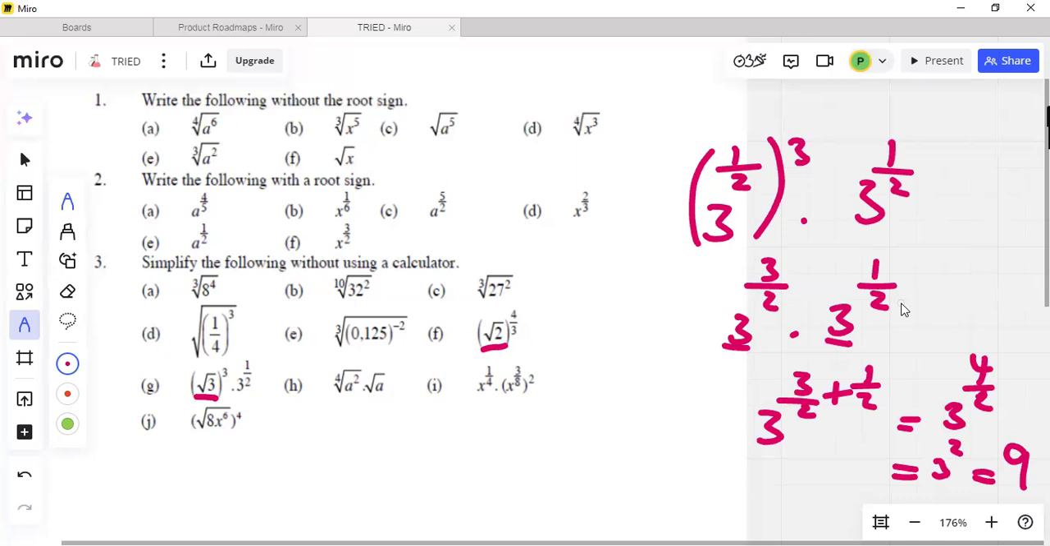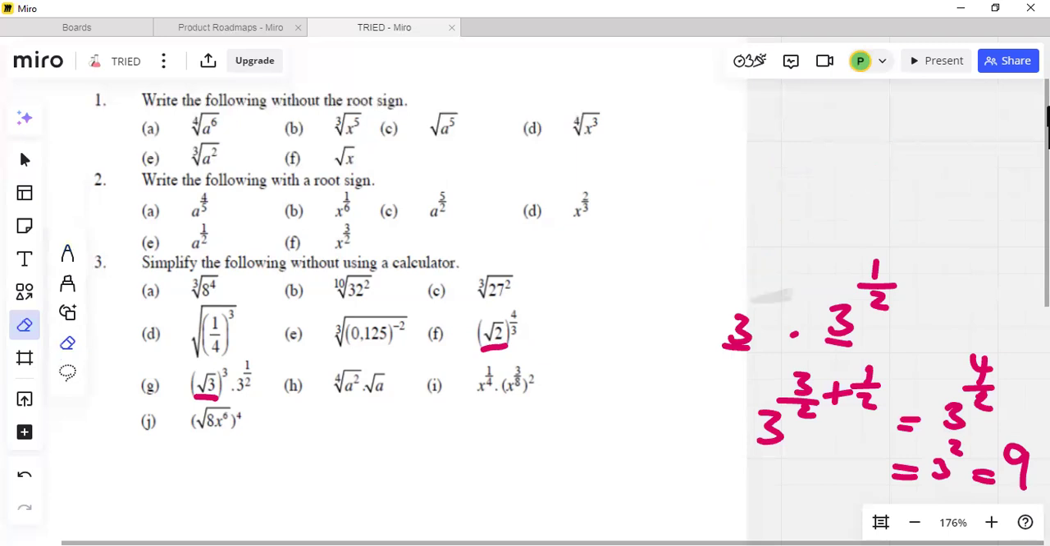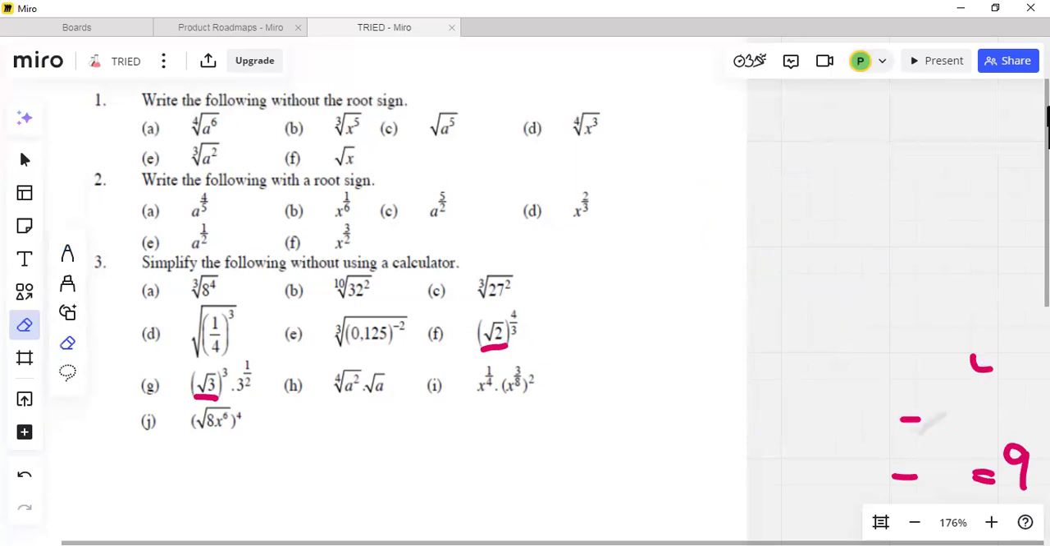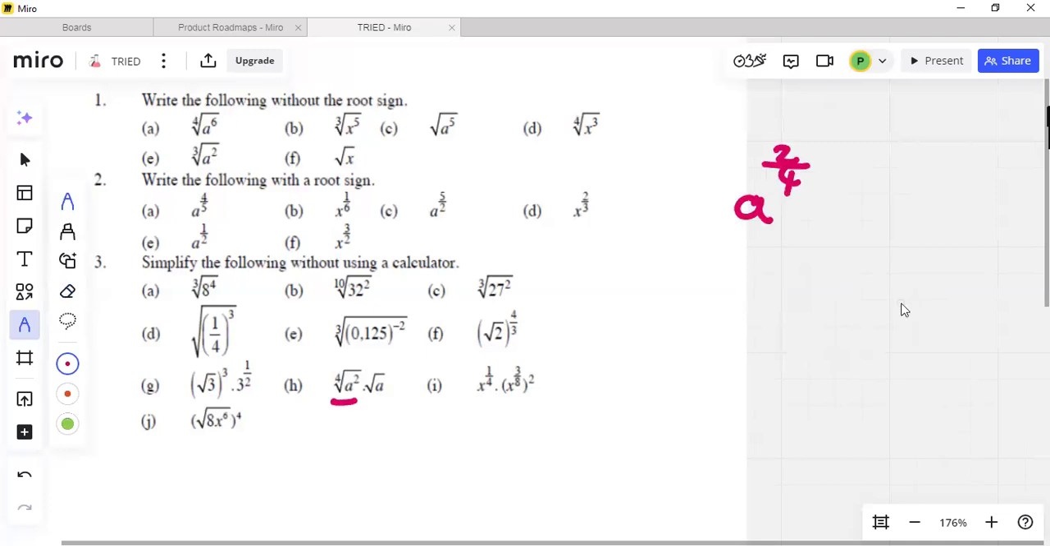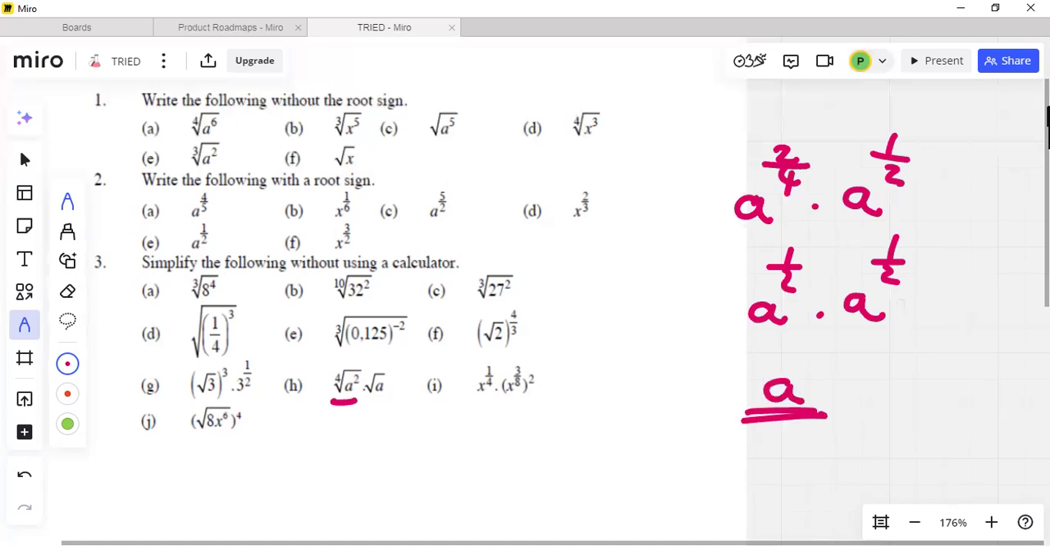That's G there. Looking at H, simplifying H, it's saying the fourth root of a exponent of the square root of a, right? First things first, we are going to remove it from the root side. We are going to remove the original form. So let's start with this, the fourth root of a exponent of 2. It is the same as a exponent of 2 over 4, which is the same as 1 over 2, times a, right? So I have a exponent of 1 over 2 times a exponent of 1 over 2. That's what we now have. Then 1 over 2 plus 1 over 2 is the same as a, which means we have dealt with this.